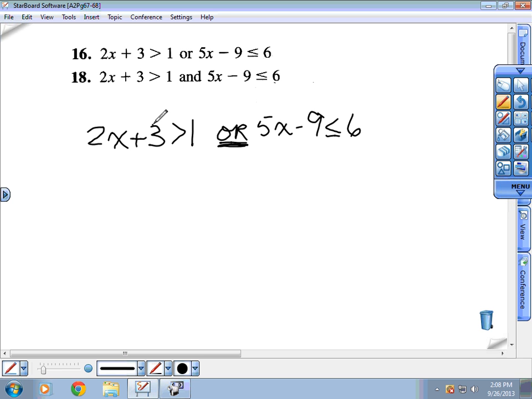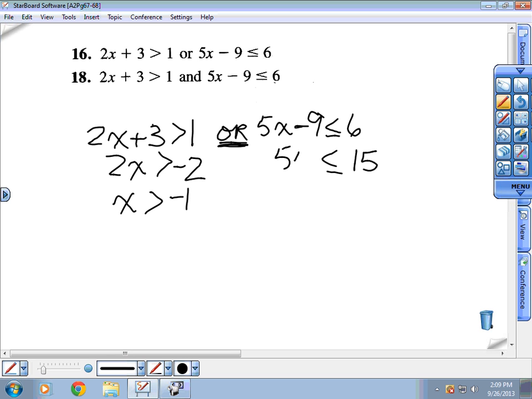So over here on the left, we're going to subtract 3 from both sides. I get a minus 2 less than 2x. And I didn't multiply or divide by a negative. I'm going to divide by a positive 2, which gives me x is greater than negative 1. Over here, I'm going to add 9 to both sides. I still haven't done anything that's going to flip that sign, right? So 9 plus 6 is 15, 5x. Divide by a positive 5, x is less than or equal to 3.